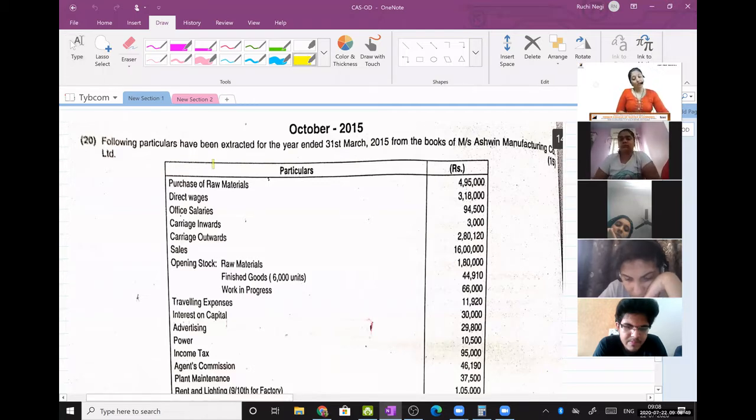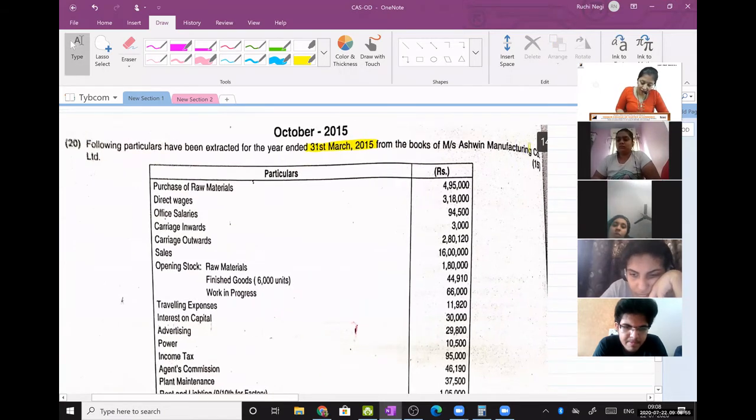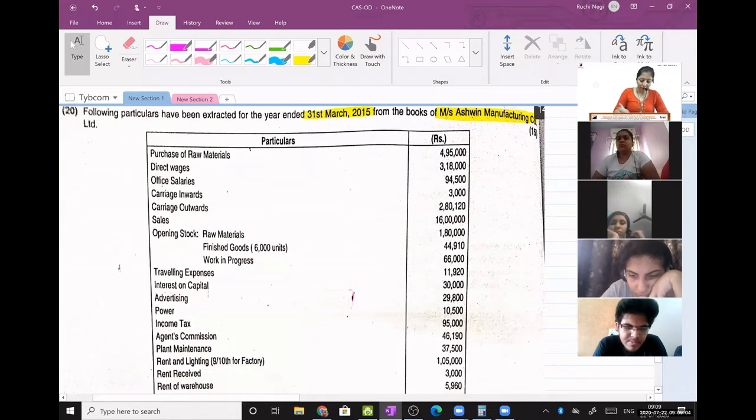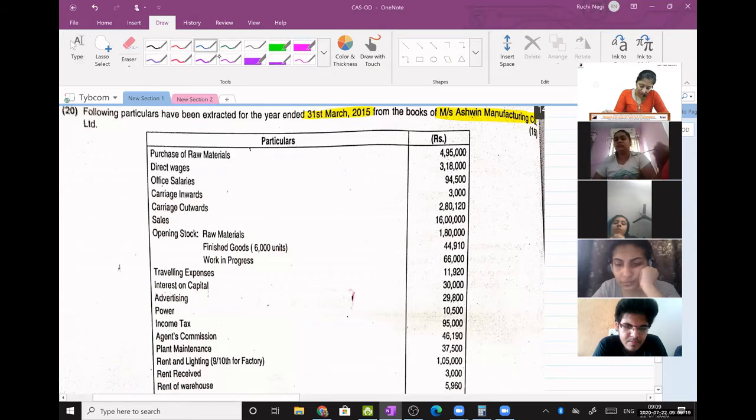Following particulars have been extracted for the year ended 31st March 2015 from the books of Ashwini Manufacturing. So the cost sheet will be of Ashwini Manufacturing. Purchase of raw material, what to do? Answer in the chat box. Okay, Samya, add to direct material, fine. Great, so many answers. Very nice.